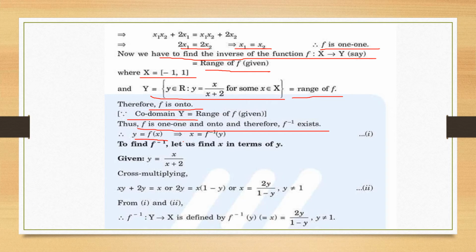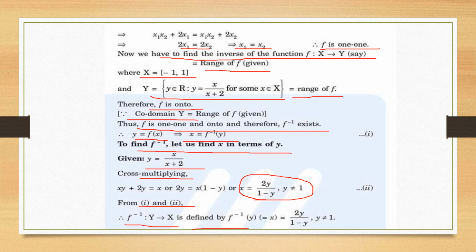And y is equal to fx implies x equal to f inverse y. Now how to find f inverse? Let's first express x in terms of y. So y equal to x upon x plus 2, cross multiply, and I'll get from here x as 2y upon 1 minus y. And it exists only when y is not equal to 1, because otherwise it becomes undefined. Now from 1 and 2, what will I get? F inverse is a mapping from y to x. It is defined by f inverse y is equal to x, and x is 2y upon 1 minus y, and y is not equal to 1.